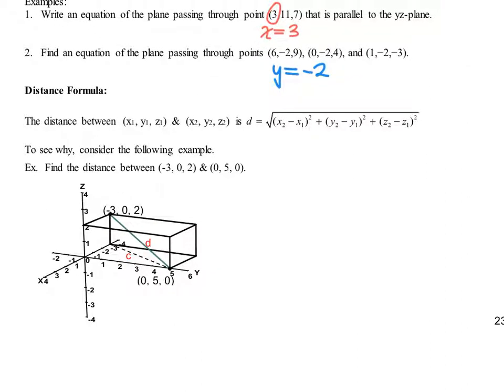Just throw on whatever the dimension is. So x2 minus x1 squared plus y2 minus y1 squared, that's the two-dimensional component of the distance formula. Throw in a z component, and now you have a three-dimensional distance formula, fully functional. All right. So what we get from that, and I'll show you an example real quickly.